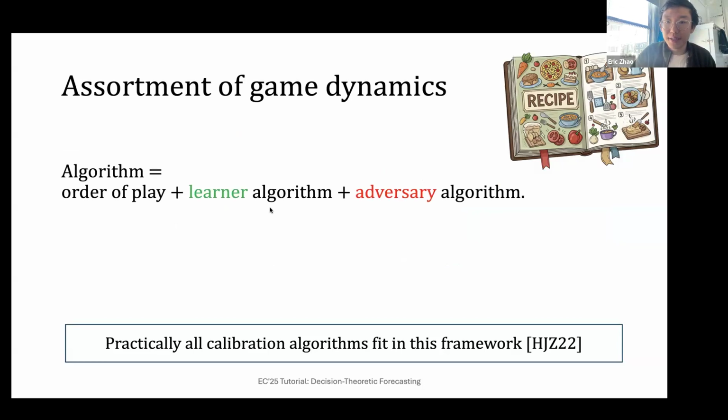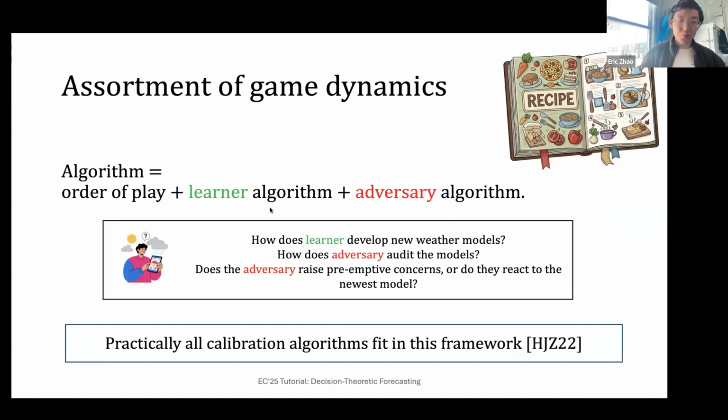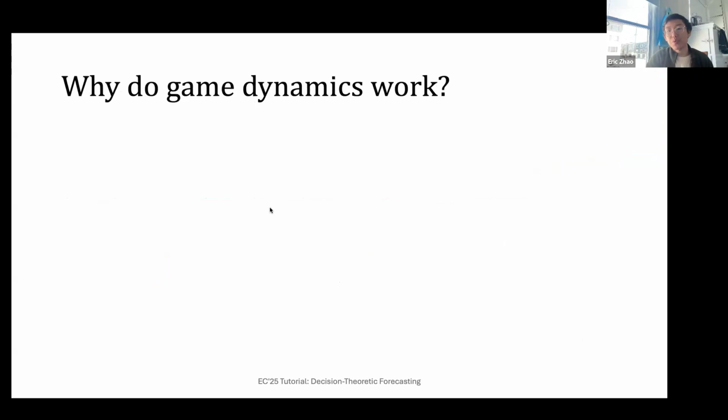So this is our recipe book. There's the order of play of the game dynamic, because we've set this up as solving a game. There's the choice of the learner's algorithm and the choice of the adversary's algorithm. To bring it back to the weather example and make this concrete: how does the learner develop new weather models? How does the adversary audit the models? And does the adversary raise concerns preemptively, or just react to the newest model that the learner put out? As long as you can concretely answer these questions, you have for yourself a calibration algorithm.